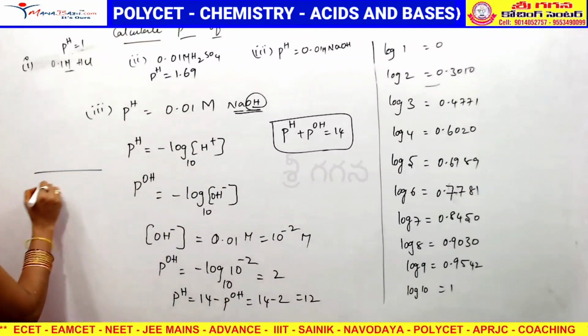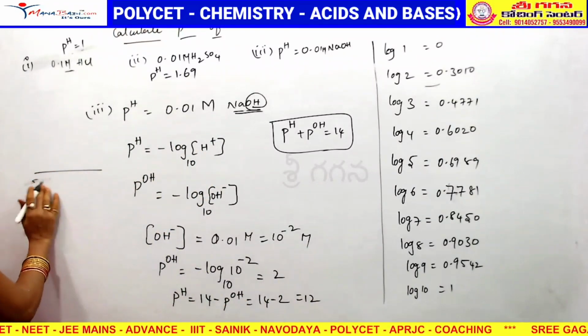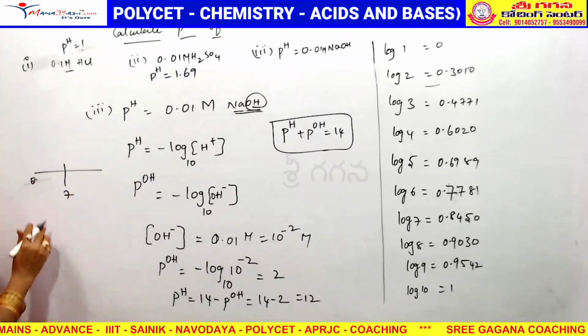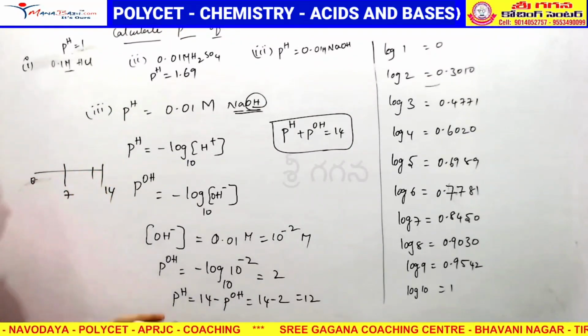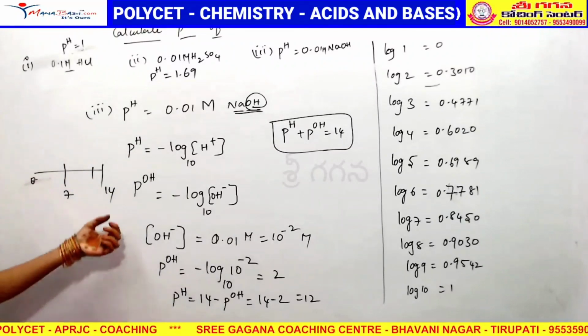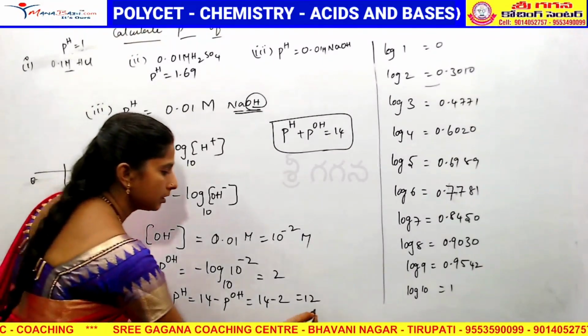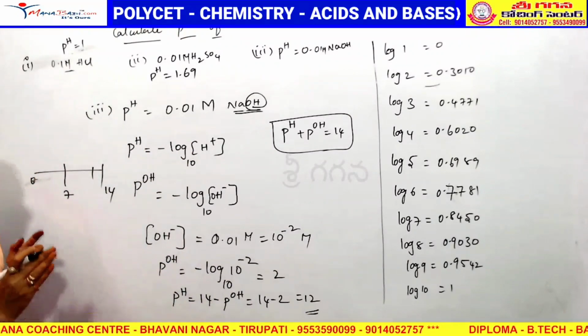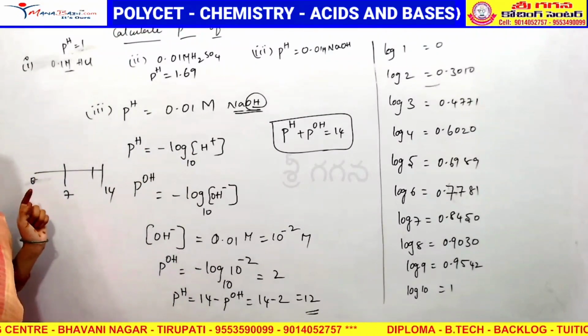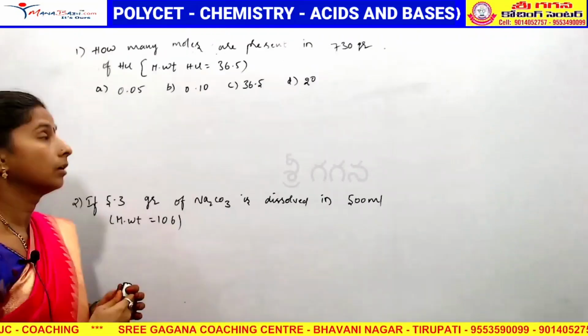On the pH scale, 0 to 7 is acid and 7 to 14 is base. So a pH of 12 means it is a base. In this way, we need to calculate the pH and pOH. I hope you understand.